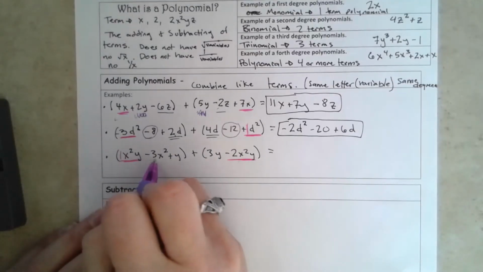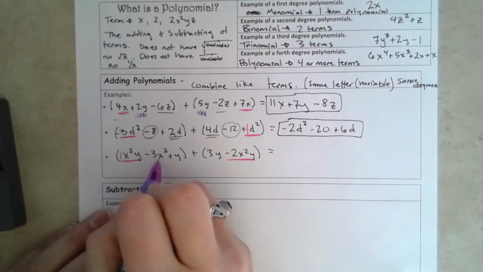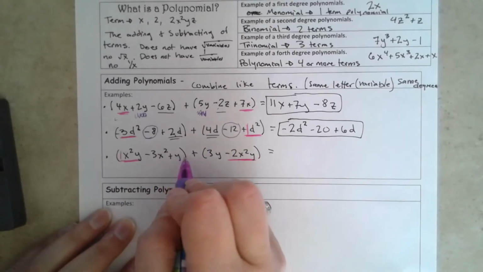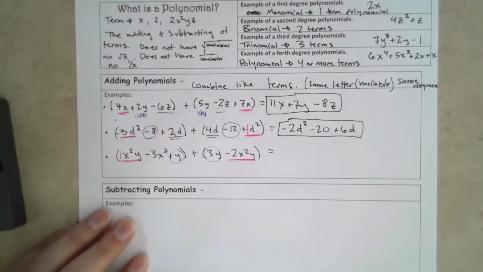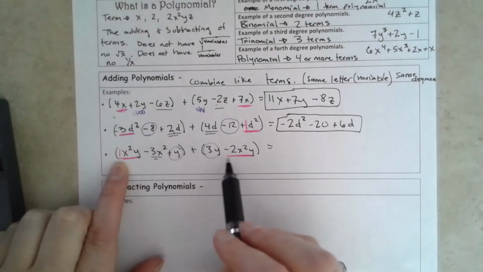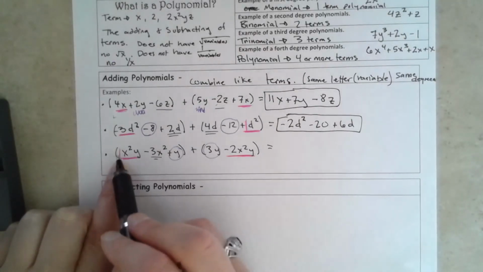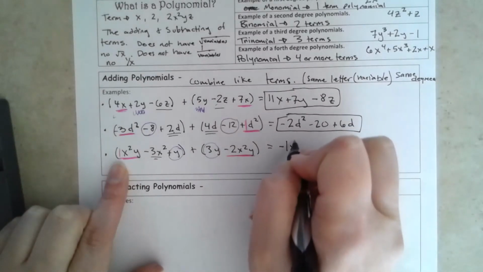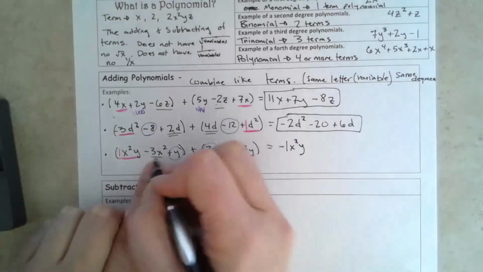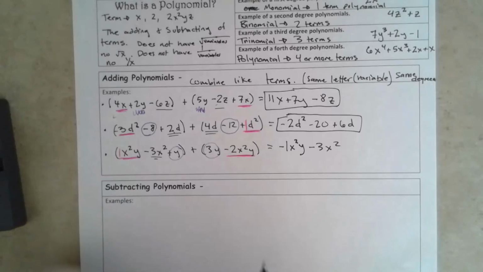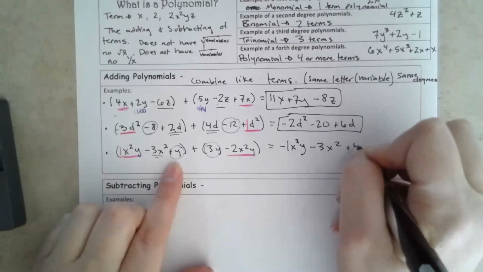And then I have a negative 3x squared. Is there another x squared? Nope. So then I have a y and a 3y. This one is just kind of all by itself. So 1x squared y plus negative 2x squared y is negative 1x squared y. I just have this minus 3x squared, I'm just going to write it down. There we go. And then I have y plus 3y is 4y.